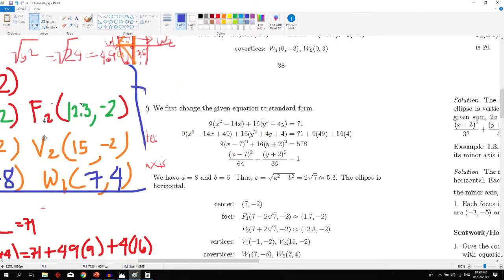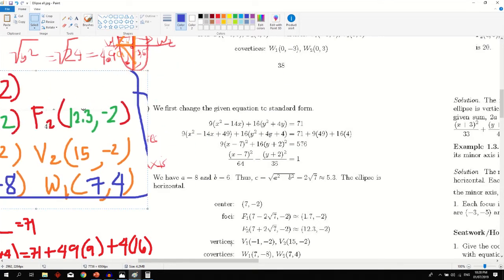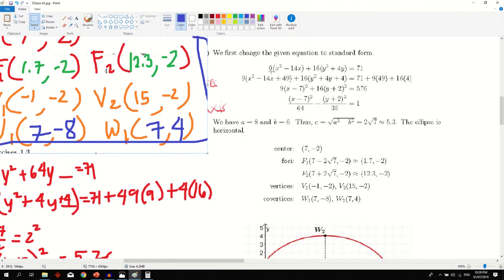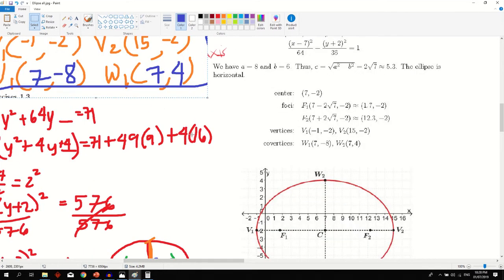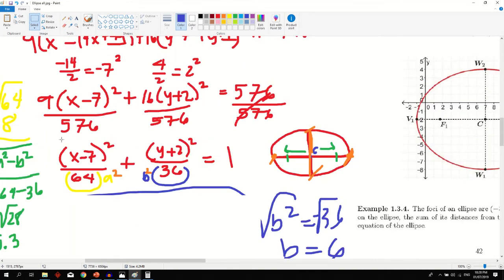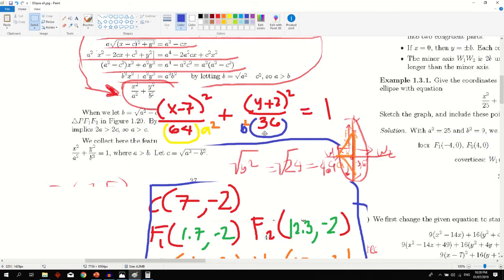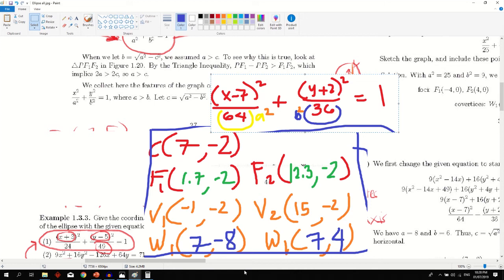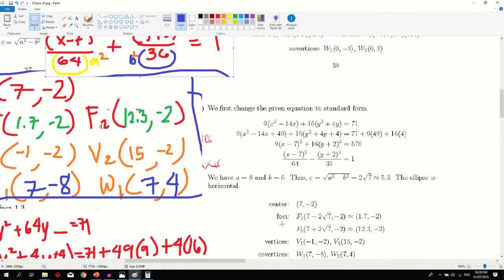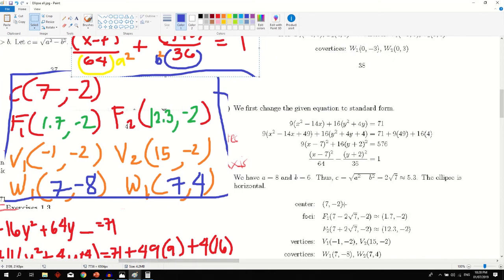Alright. Right, correct. Okay, so look at this explanation here. We just change it to standard form. Our standard form is this one. So do we have the same standard form? 7 plus 5 square. Okay, correct. We have the same standard form. Then our center is 7 and negative 2. Yes, correct.